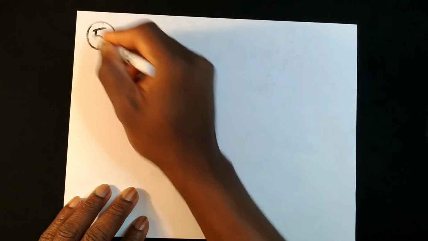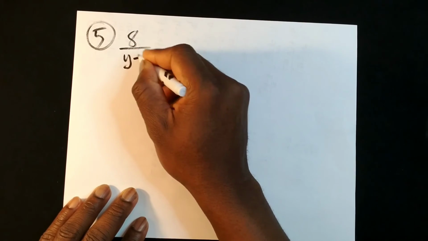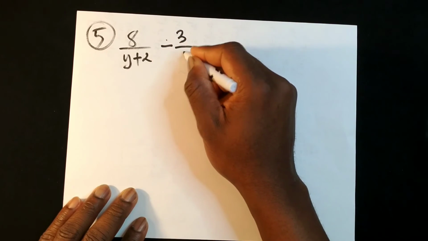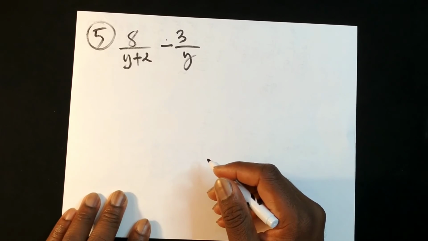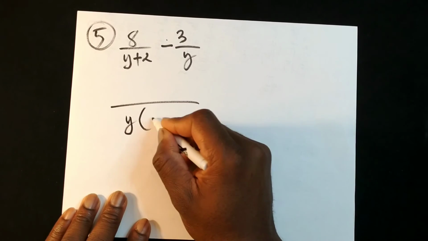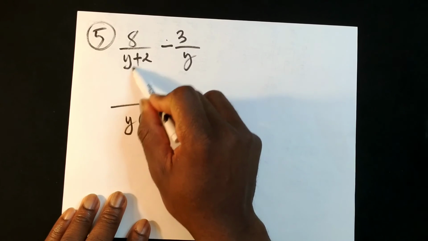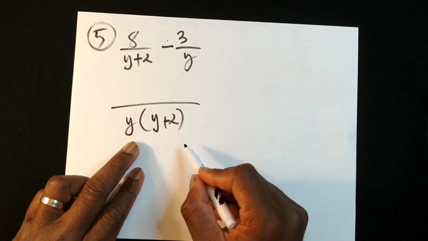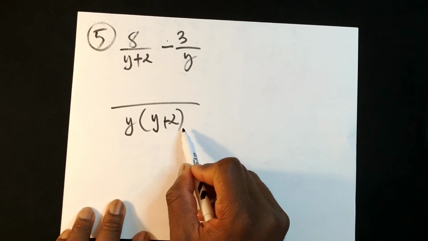Number 5, we have 8 over (y plus 2) minus 3 over y. This is just like the previous one that we just did. So we have to find the common denominator, which is y factor of (y plus 2). As we can check here, there is nothing in common between these two. So the common denominator for both will be y factor of (y plus 2).